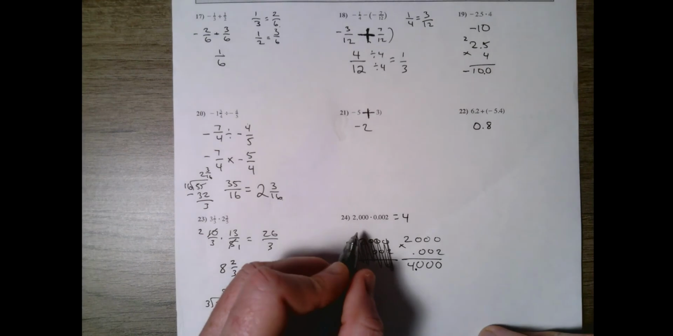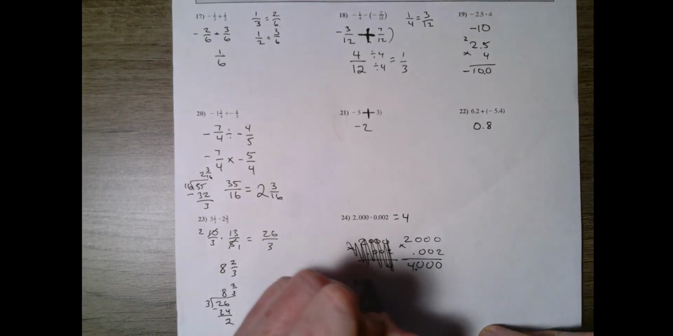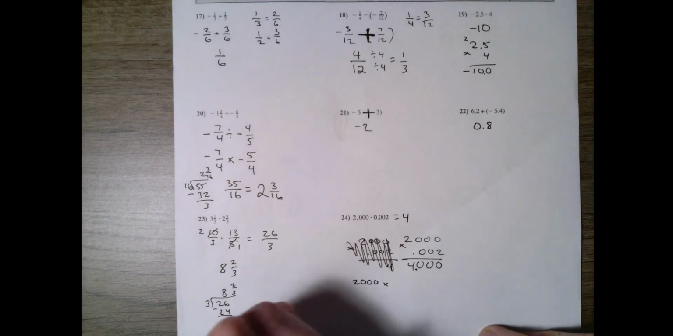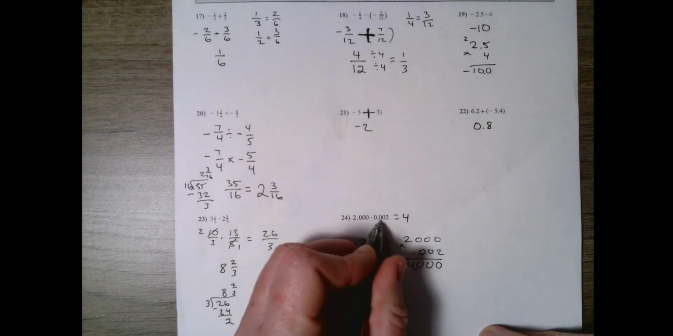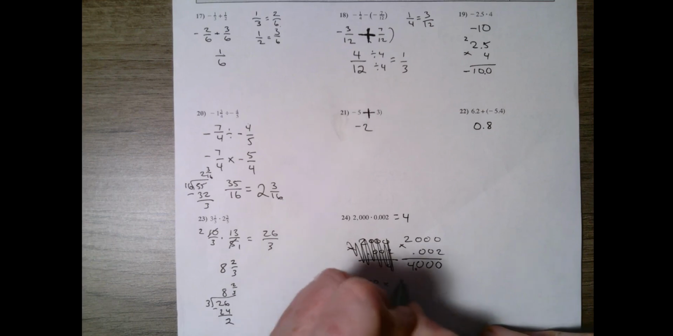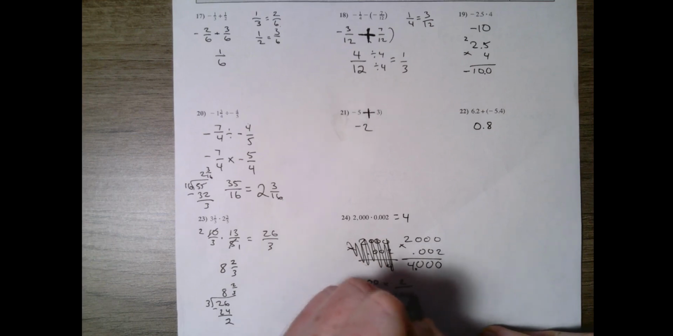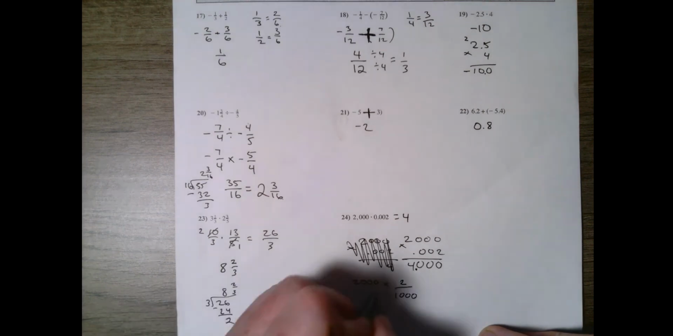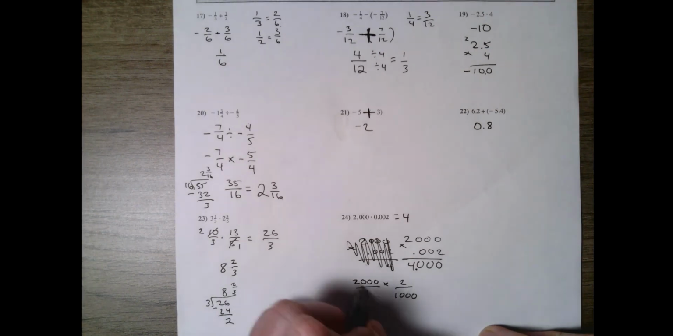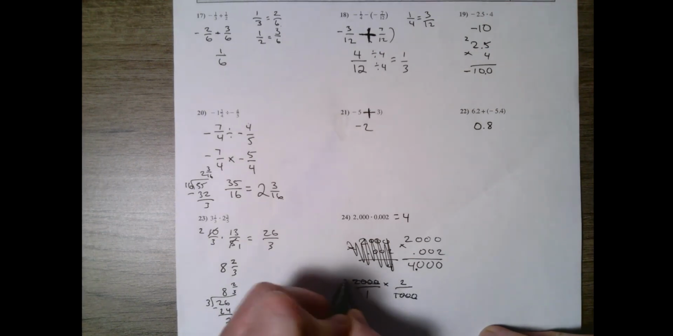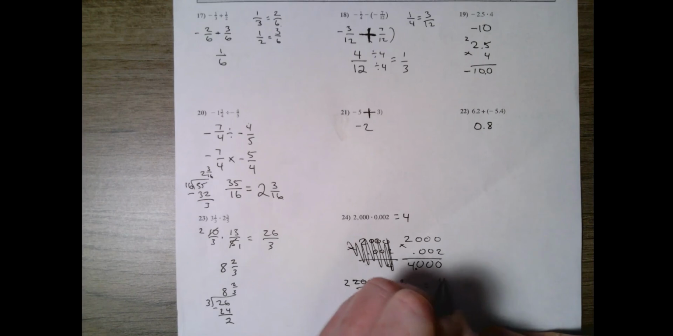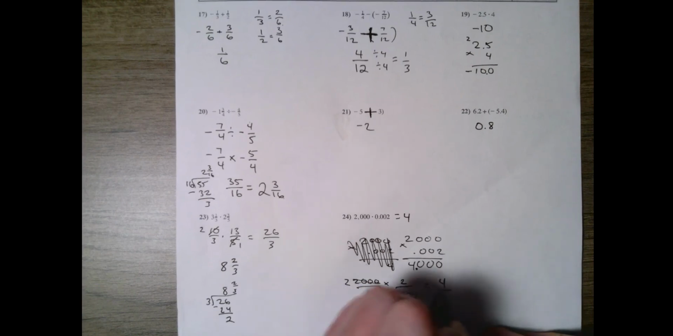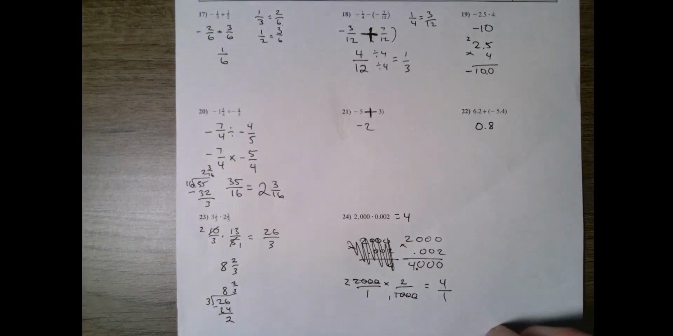The other way we could think of this problem is it's 2,000 times 0.002. This is tenths, hundredths, thousandths. 2 thousandths. Turn this into a fraction. Put that over 1. 1,000 goes into 2,000 2 times. 2 times 2 is 4 over 1 times 1. And you still get 4, no matter which way you do it.